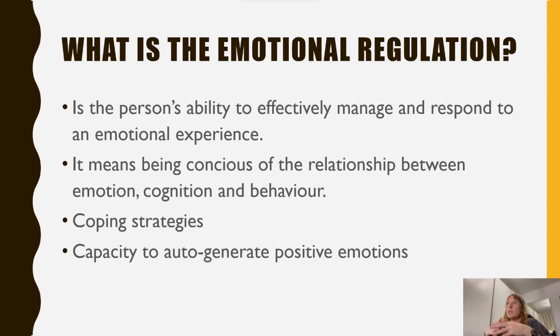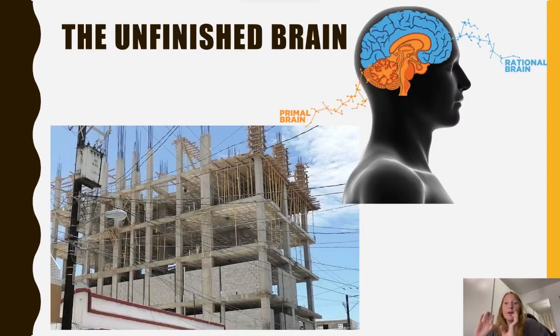To understand emotional regulation, we have to go very low, to when we are born. We are born with an unfinished brain. So we have two brains. You can see in the slide, it's like a building. The primal brain, the one below, is finished, but the one up there, the rational brain, is unfinished, and it won't be finished until 25, maybe 30.